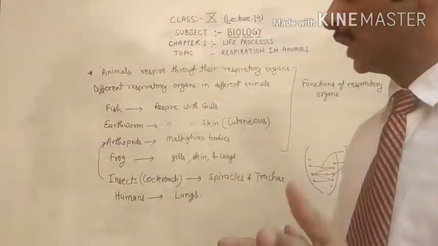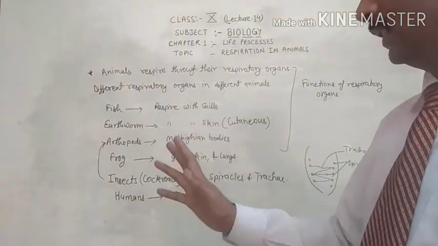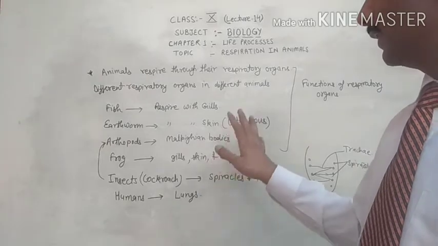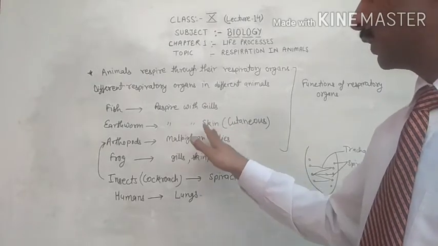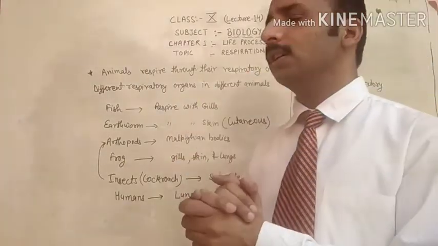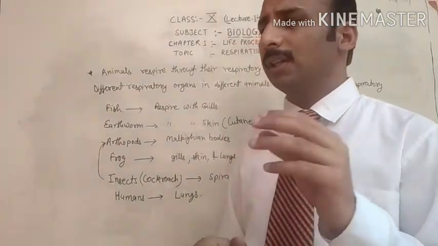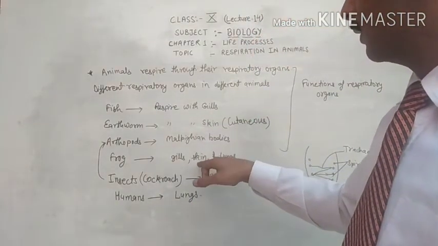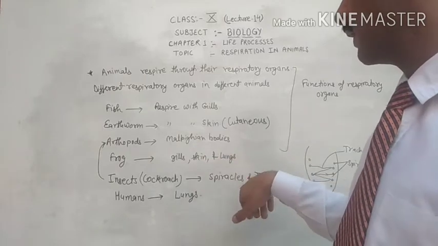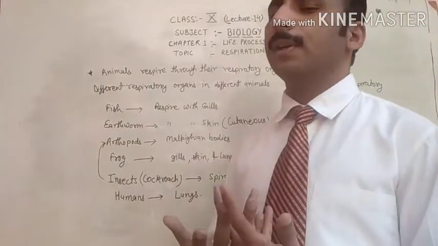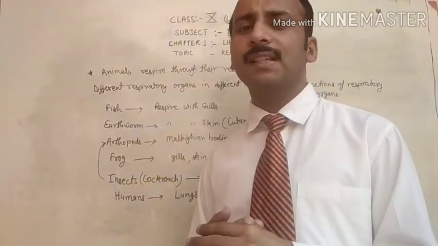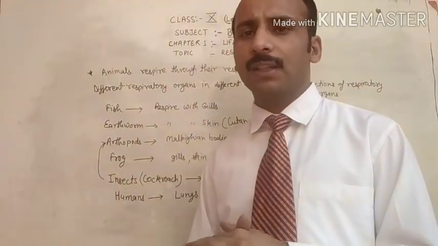It doesn't matter which kind of organ is present in which kind of animal, that is a different thing. These organs are present according to the different animals, but you have to keep in mind that organs like gills, skin, lungs, spiracles and trachea provide the maximum area for gaseous exchange.